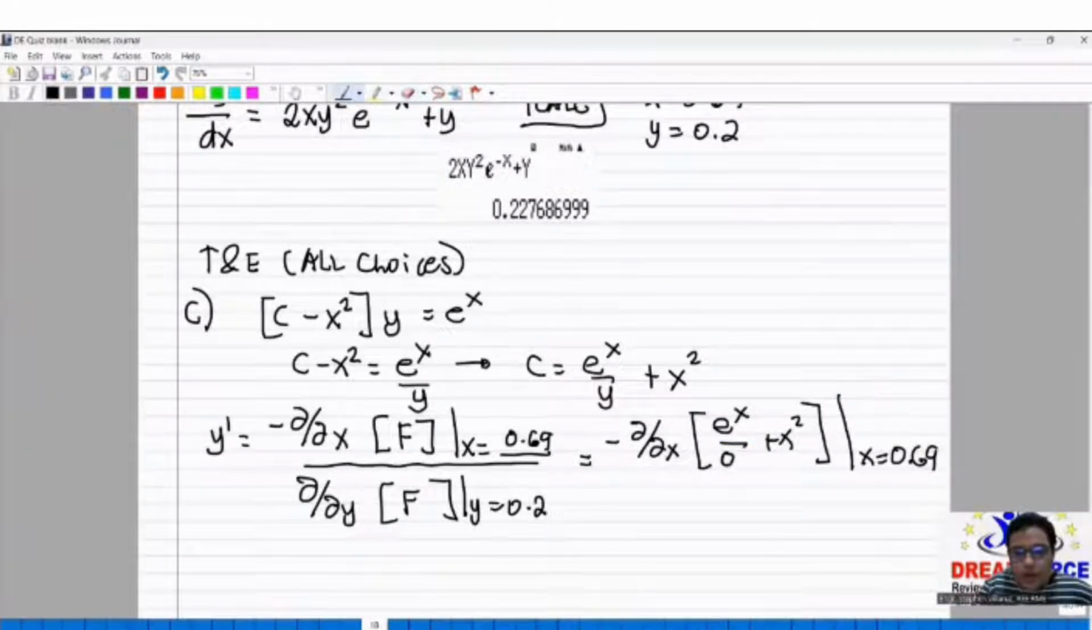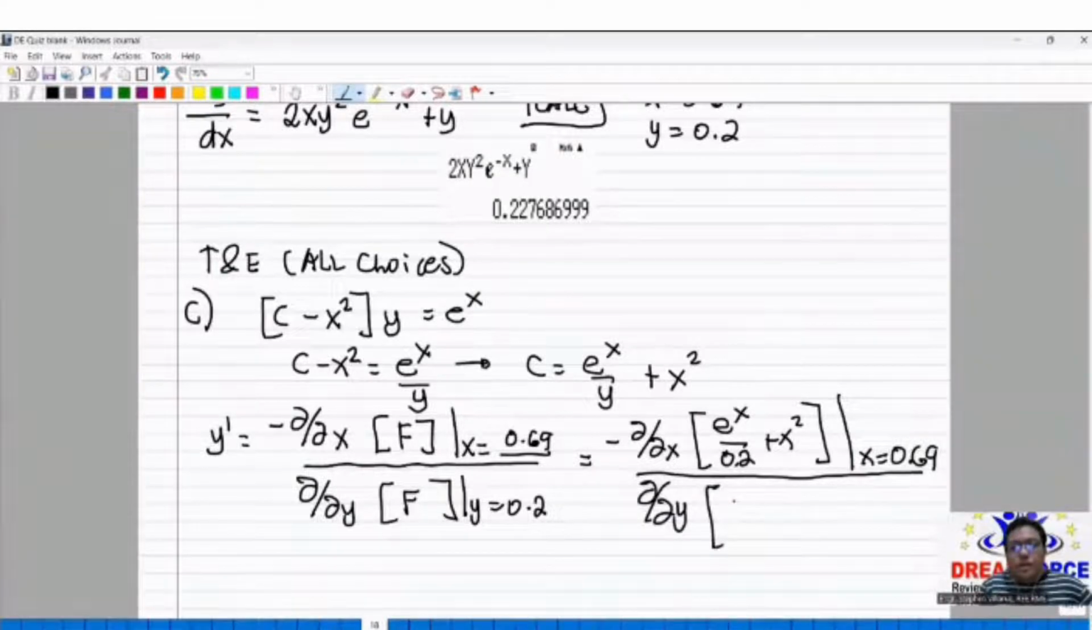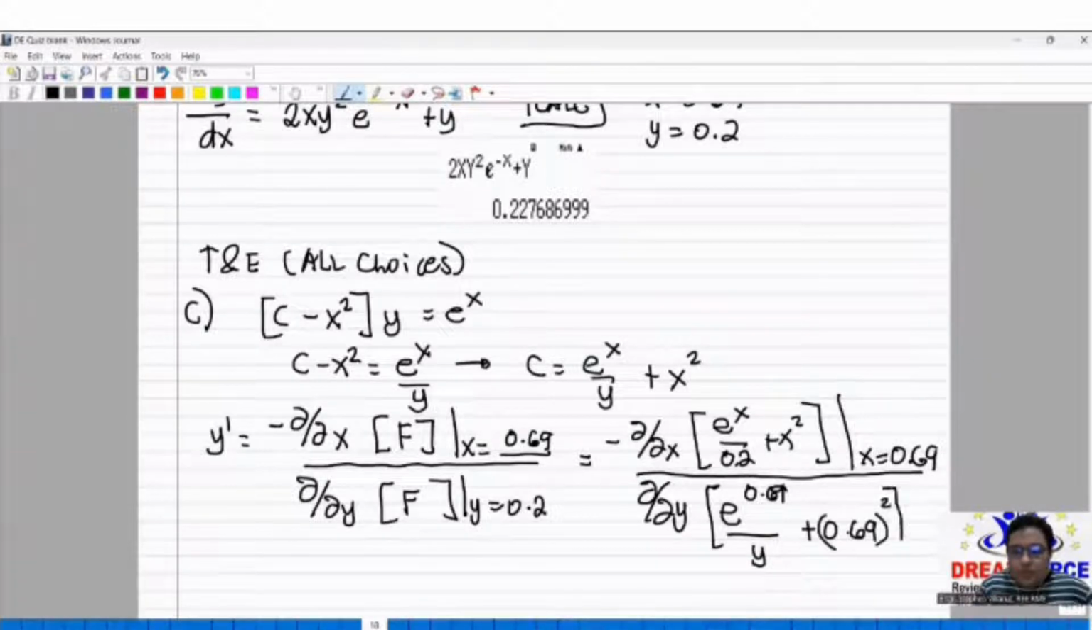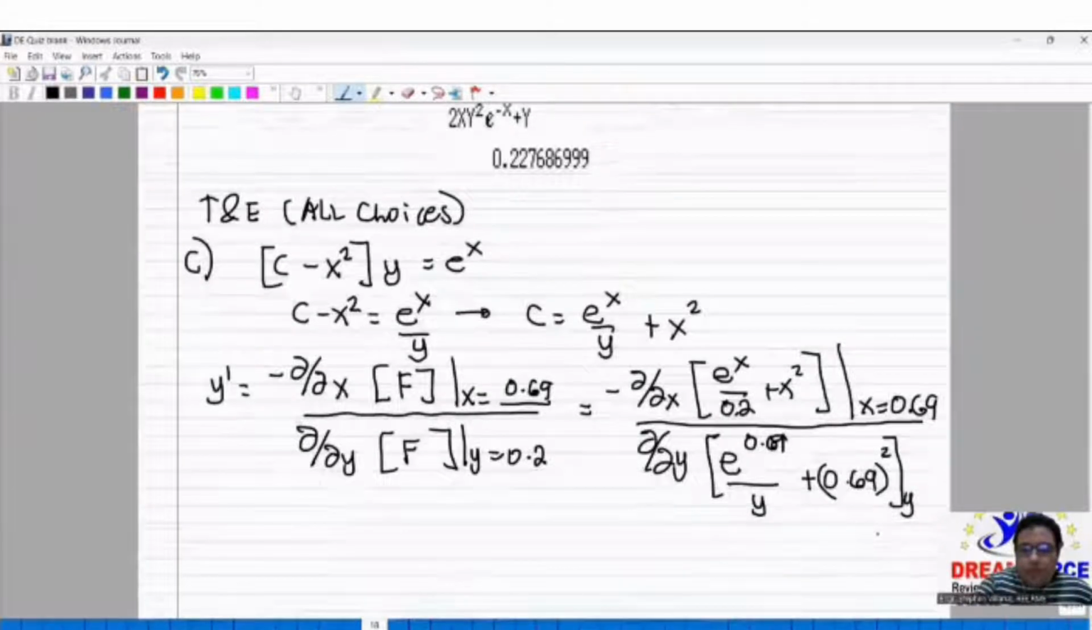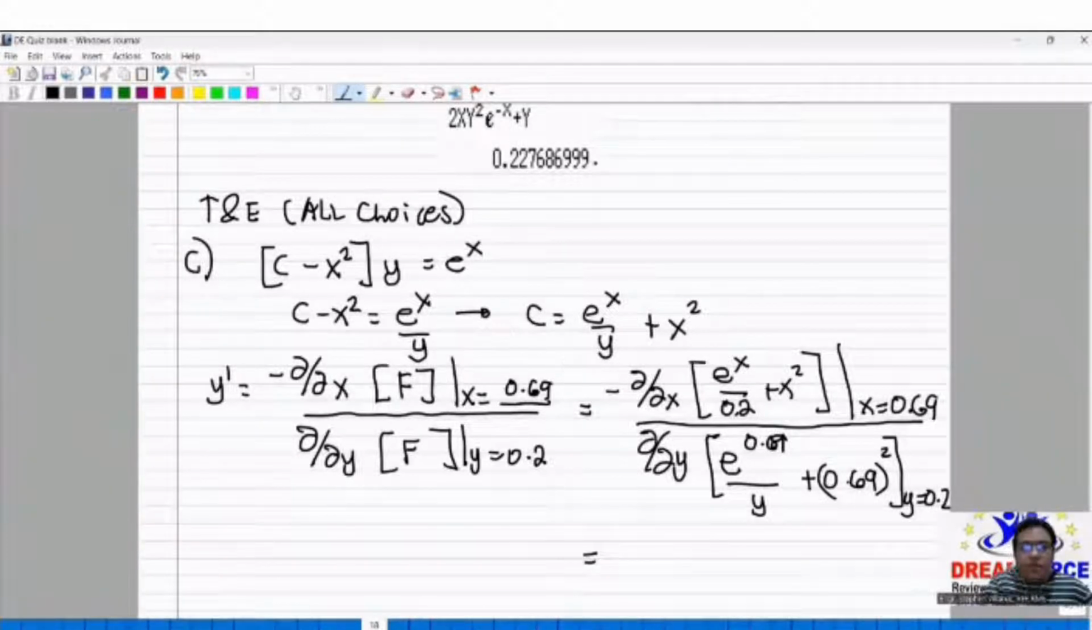Okay? So, wag kakalimutan, no? Ayan. All over, partial derivative with respect to y, nung ating e to the x, pero x is constant dito sa baba. So, this is e to the 0.69 over y. 0.69, yung aking nasubukat. Plus 0.69 squared, such that y is equal to 0.2. Okay? Try na natin kung magpaparehas dito.